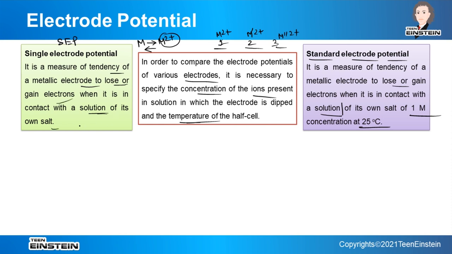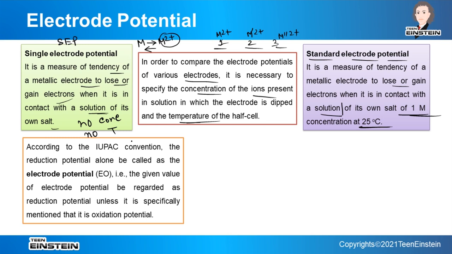Here no concentration, no temperature is mentioned. But now we have mentioned a fixed concentration and fixed temperature. So that is why it is standard electrode potential, because now our condition is standard. With respect to this standard, we will compare the single electrode potential of different systems. Now it is possible, because these are the variables. If you are not making the variables constant, you cannot compare.